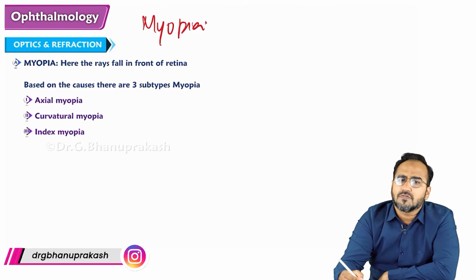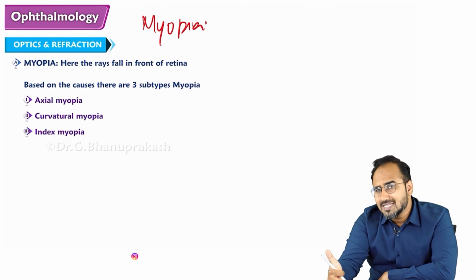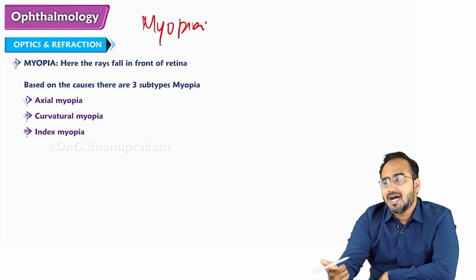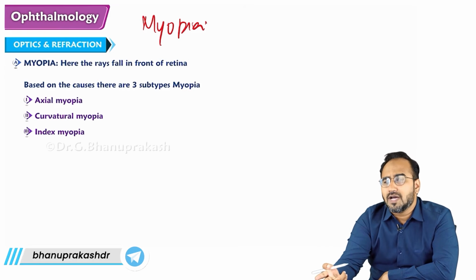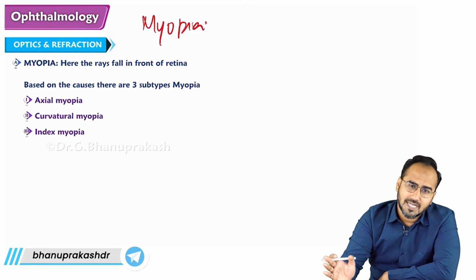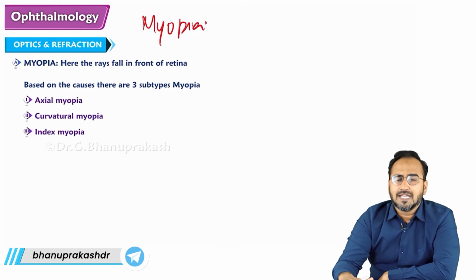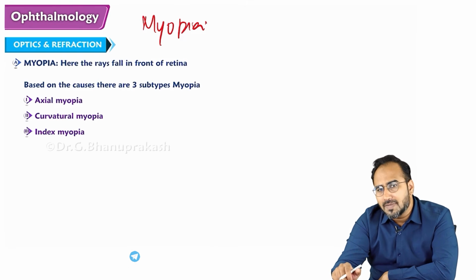There are three causes of myopia. One cause is based on the axial length, another cause is based on the refractive index, the third cause is based on the corneal curvature. One is axial, another is index myopia, and the last is curvatural myopia.